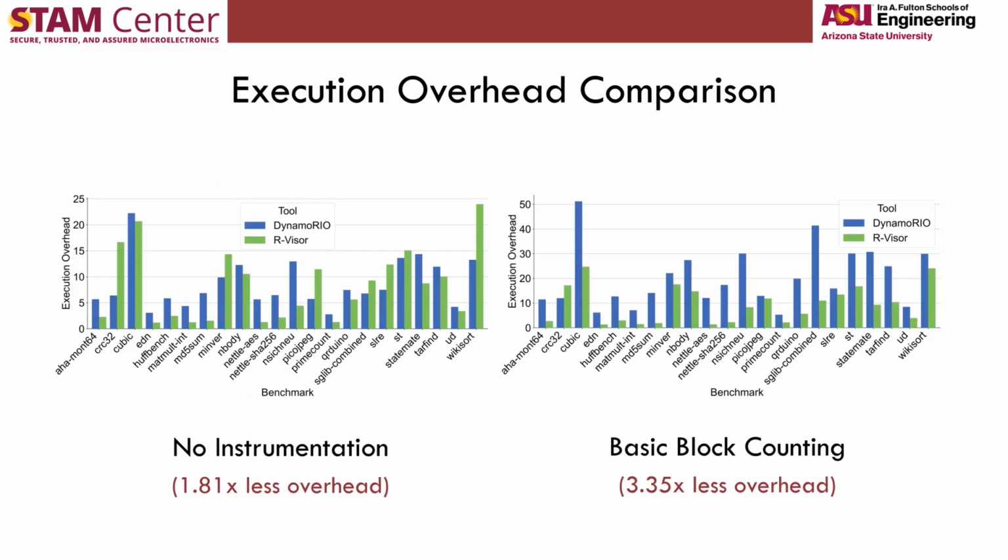So first off, we look at the comparison of the execution overheads of both R-Visor and DynamoRIO, using both the no instrumentation and basic block counting routines. And in both cases, we see that R-Visor is able to maintain a lower overhead. And if we look at the basic block counting example, we can see that R-Visor is able to have a more minimal increase in overhead as compared to DynamoRIO.